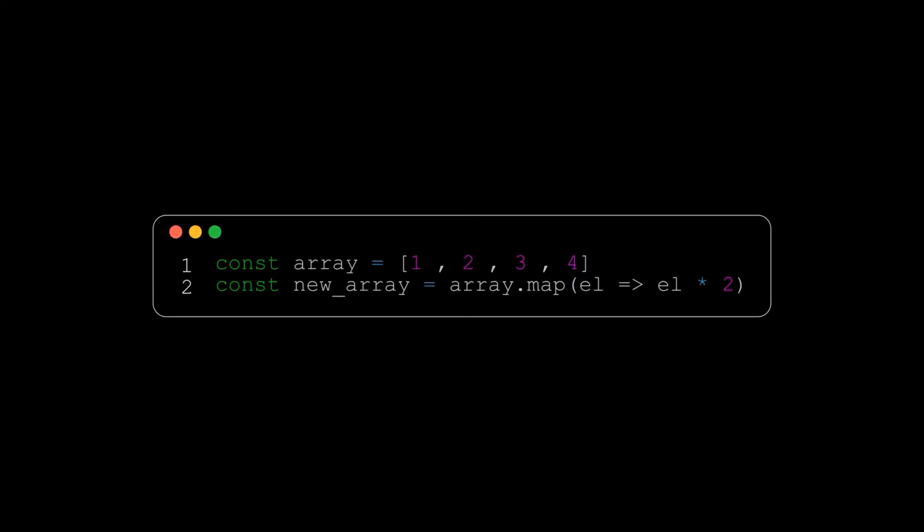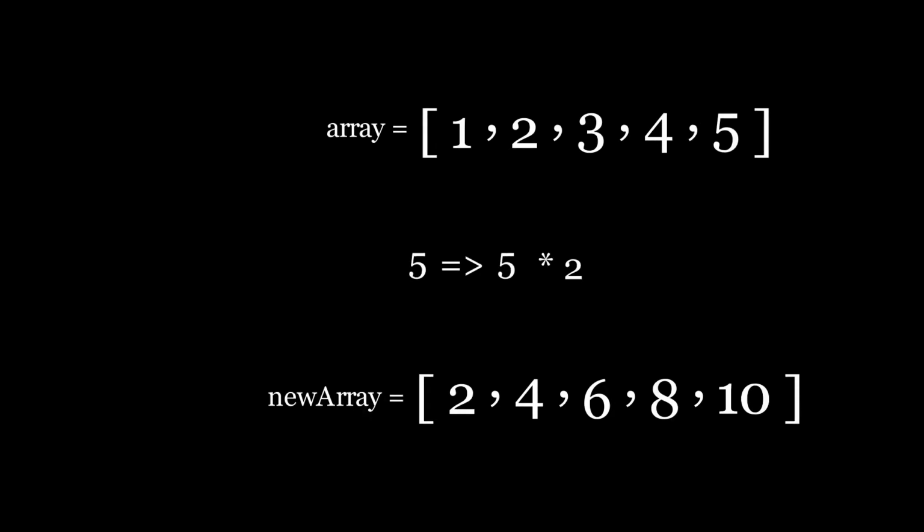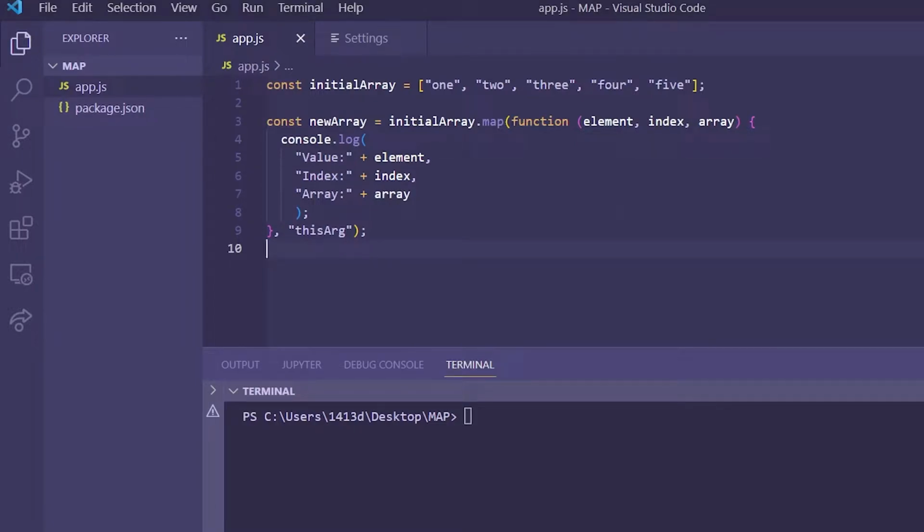Map can be called on any array. It takes a function as its parameter and it creates a new array populated by the results of calling the given function on each element of the initial array. In this example, the function takes an element and multiplies it by 2. So the result will be a new array with the same length as the original one, just each of the elements will be doubled. Now let's take a look at some actual code.